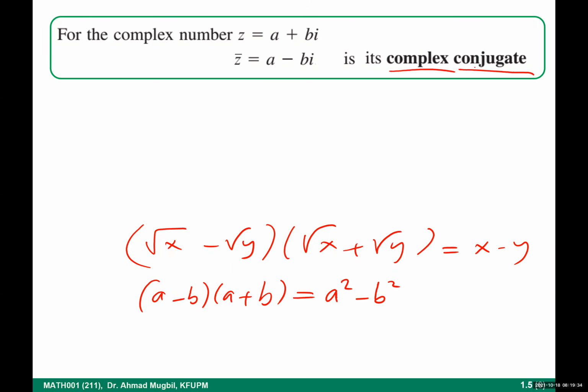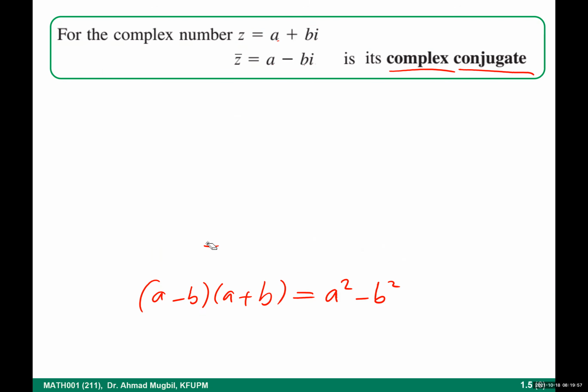So what is the complex conjugate of a number z? If you have z equals a plus bi, its complex conjugate, denoted by z bar, will be a minus bi. What happens? We change the sign of what? Of the imaginary part. So this is why it is called the complex conjugate. Let me give you an example.